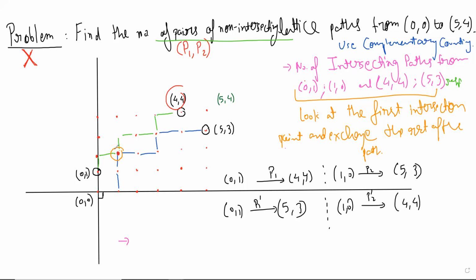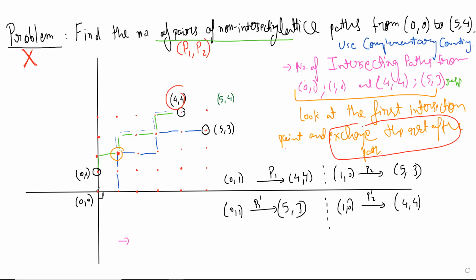Okay, this orange thing that I've circled. Okay, the green path and the blue path. The first place where they intersect is this orange point, and from here, I swap the rest of the path, exchange the rest of the path. What should that mean? It means that the rest of the green path becomes blue path. Right, this becomes blue.